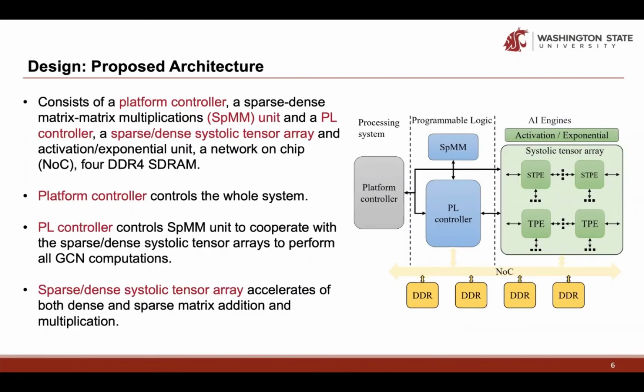Next, I will talk about the proposed architecture. The figure shows the overview architecture of our proposed H-GCN. It consists of the platform controller in the processing system, the sparse-dense matrix multiplication unit and the PL controller in the programmable logic, and the sparse-dense systolic tensor array and activation unit implemented in the AI engines, and the network on chip for DDR SDRAM. The platform controller controls the whole system. The PL controller controls the SpMM unit, and the sparse-dense systolic tensor array accelerates both dense and sparse matrix addition and multiplication.